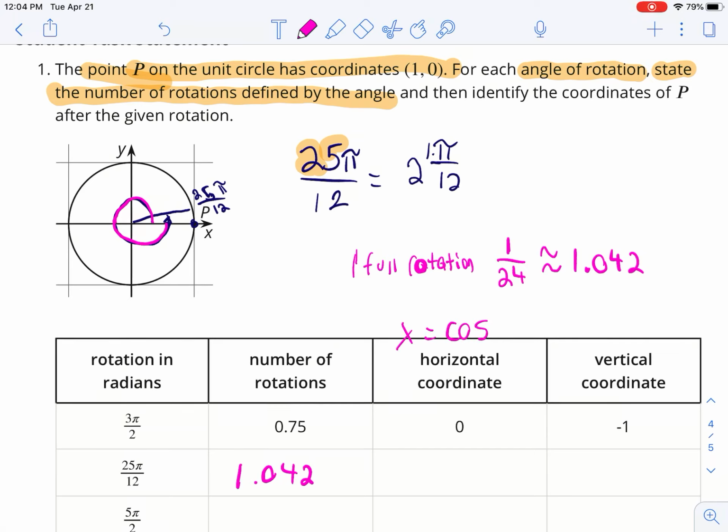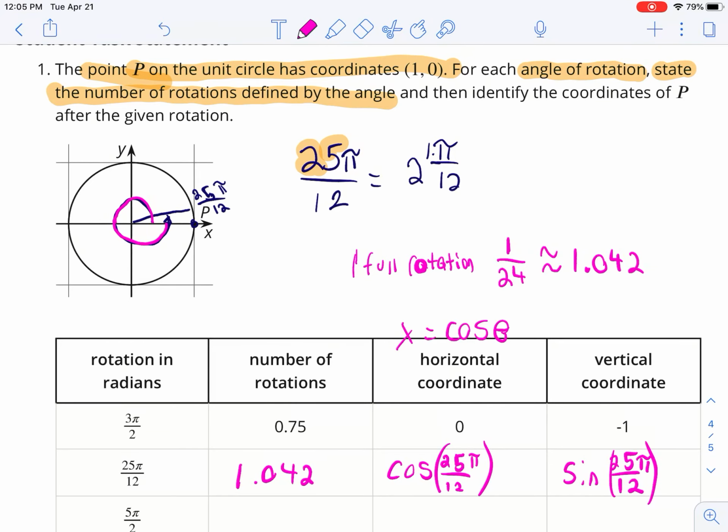Now, if we want to find our horizontal coordinate, x is going to be your cosine value. So we're going to take cosine of 25 pi over 12, and you can plug that directly into your calculator. And then the same thing for sine here, sine of 25 pi over 12.